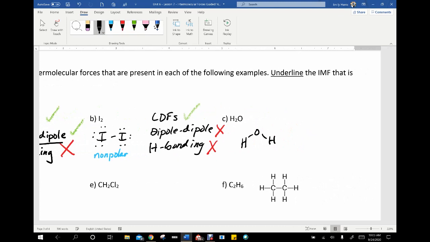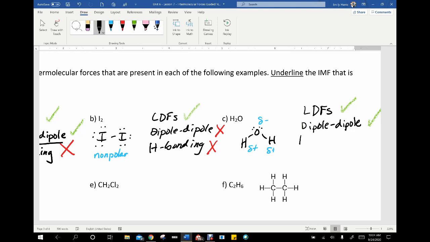So we've got H2O, there's our lone pairs. So we know it's going to have London dispersion forces. All molecules with electrons do. So that's good. Now let's check for dipole-dipole forces. And so the question we have to answer is, is the molecule polar? Yes. Oxygen is more electronegative than hydrogen. That creates a separation of charge. So yes, we will have dipole-dipole forces.